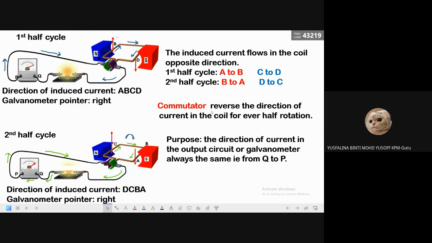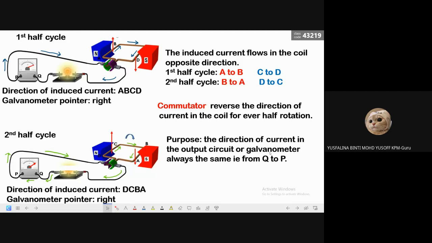So what is the purpose of the commutator? It reverses the direction of the current in the coil for every half rotation. So the commutator changes the direction, it reverses the direction of the current in the coil. That is the function of the commutator.